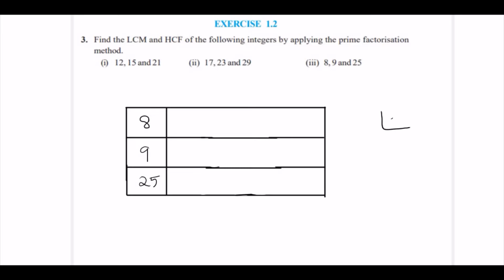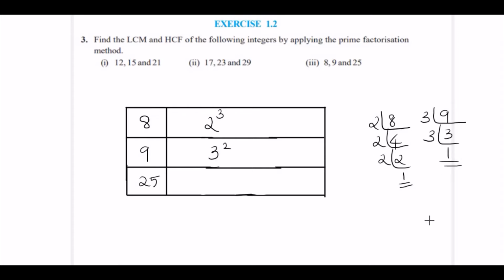The third question, you have numbers 8, 9 and 25. So when you factorize 8, you get 2, 2, 2, so 2 cube. When you factorize 9, you get 3, 3, that is 3 square. When you factorize 25, you get 5, 5, that is 5 square. There is no other common factor, so you have to represent 1.